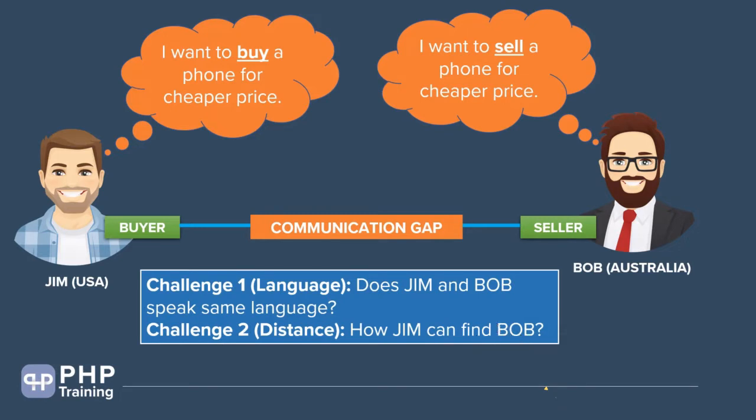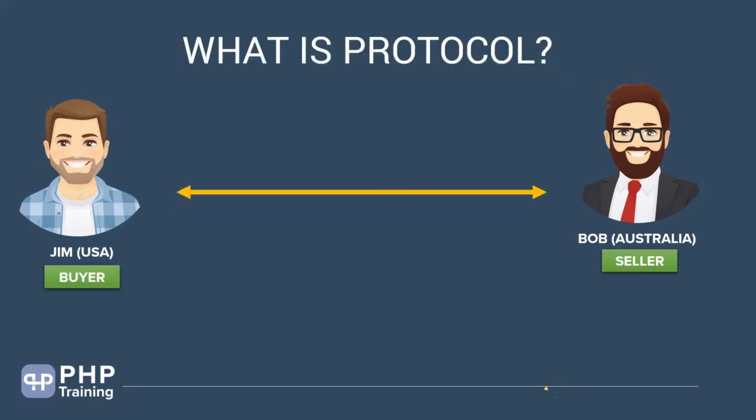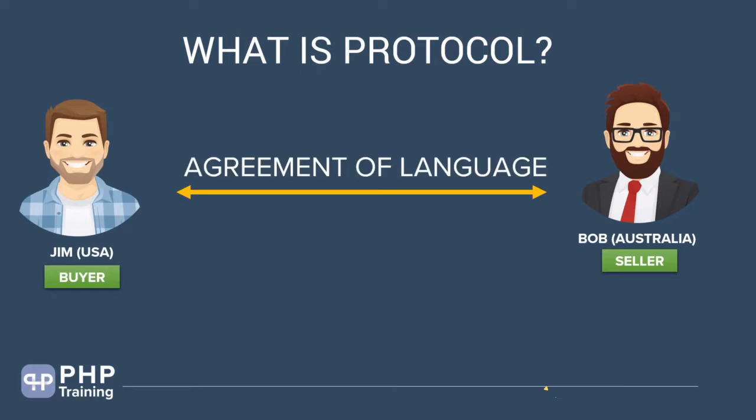Okay, so this is the challenge. Let's see how we'll solve this challenge. So let's understand what is protocol. Jim staying in USA and Bob staying in Australia, they might be speaking different languages. So the first thing they have to have is the agreement of the language.